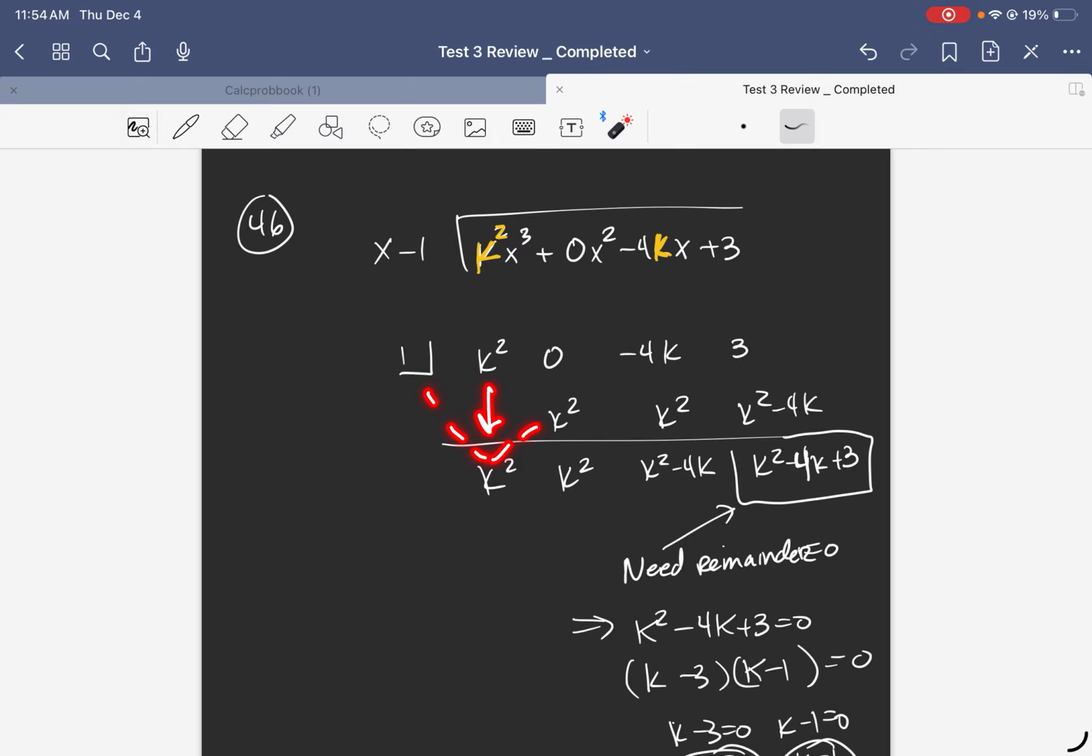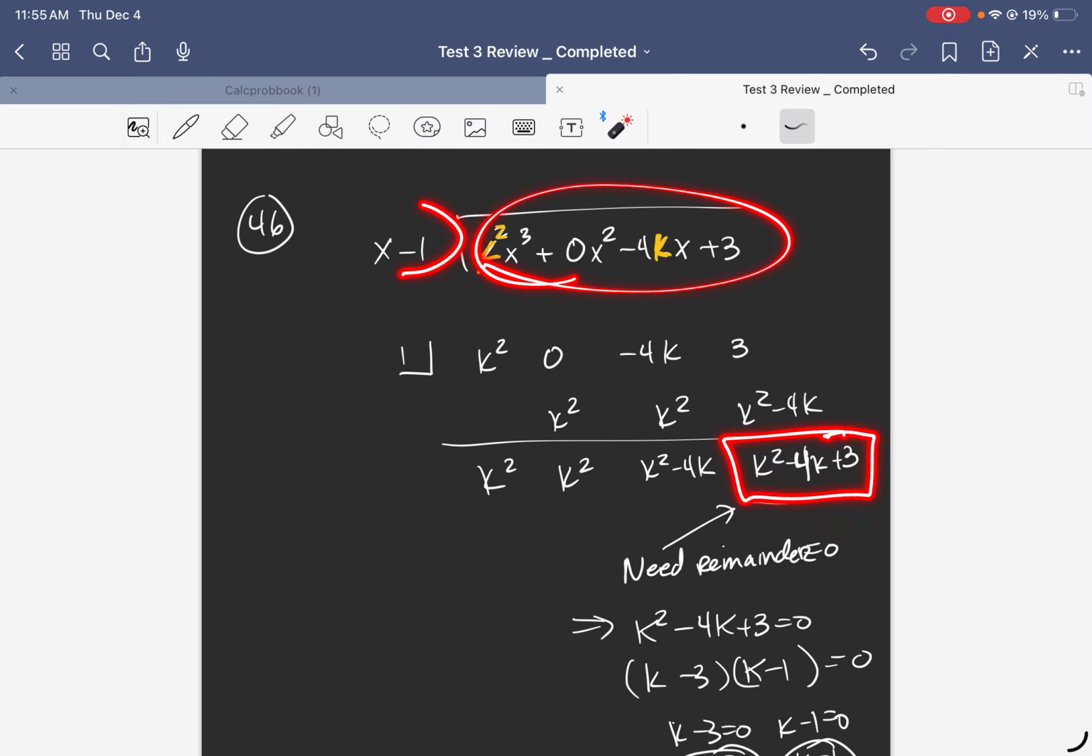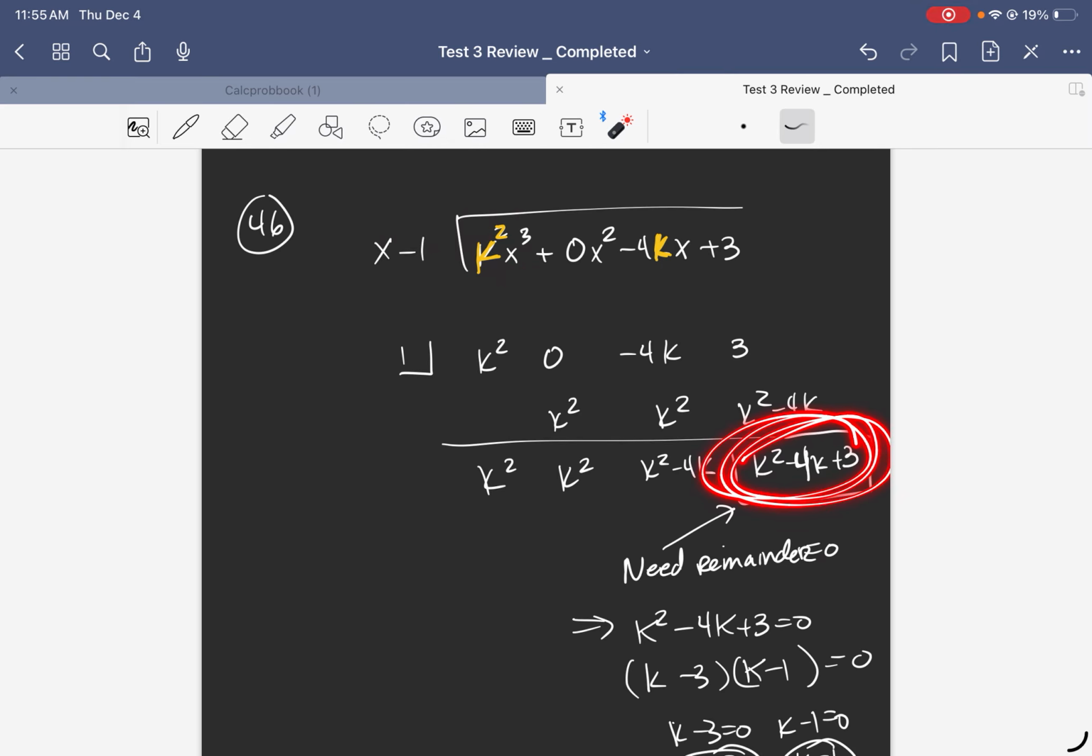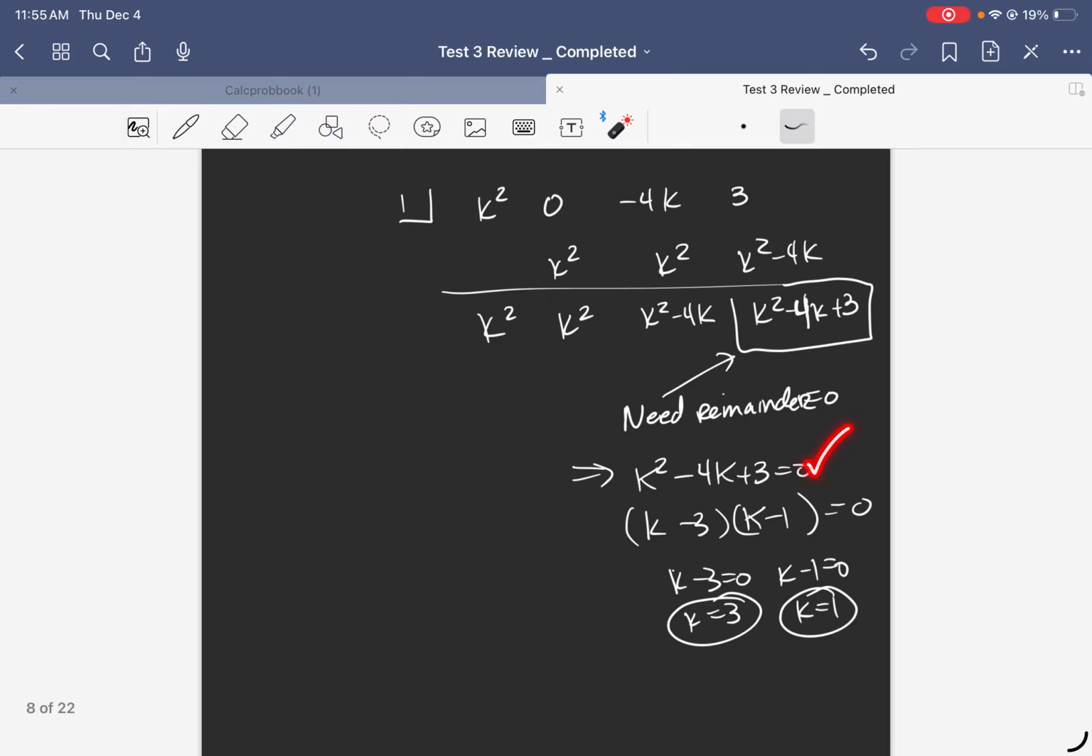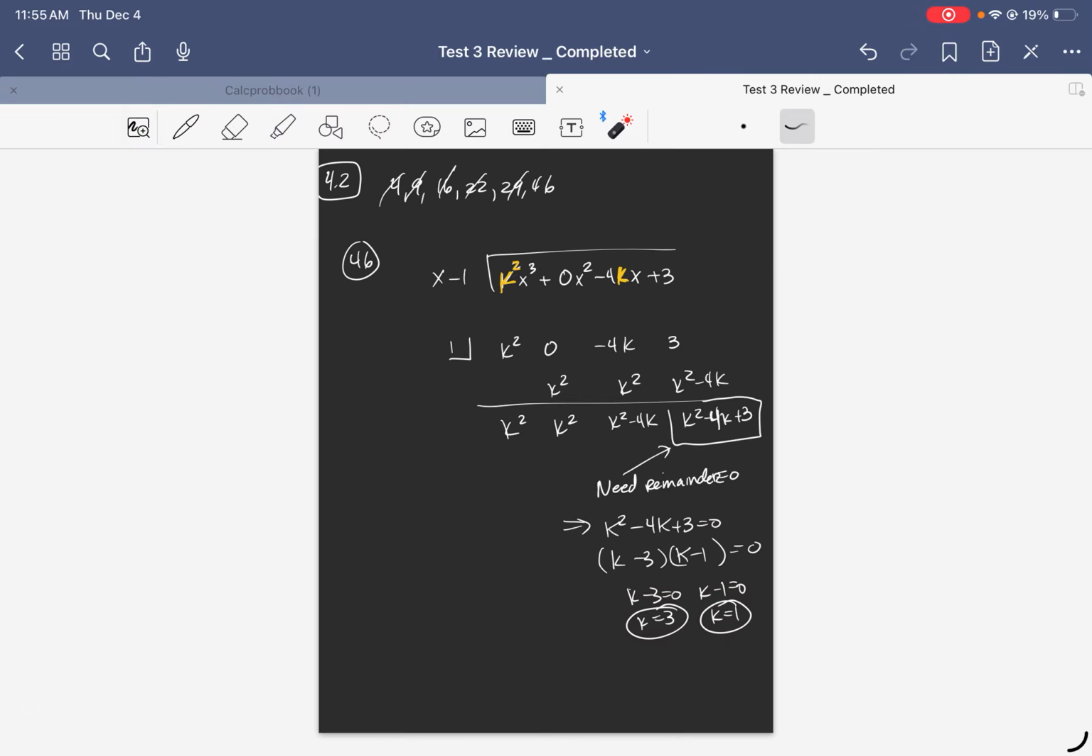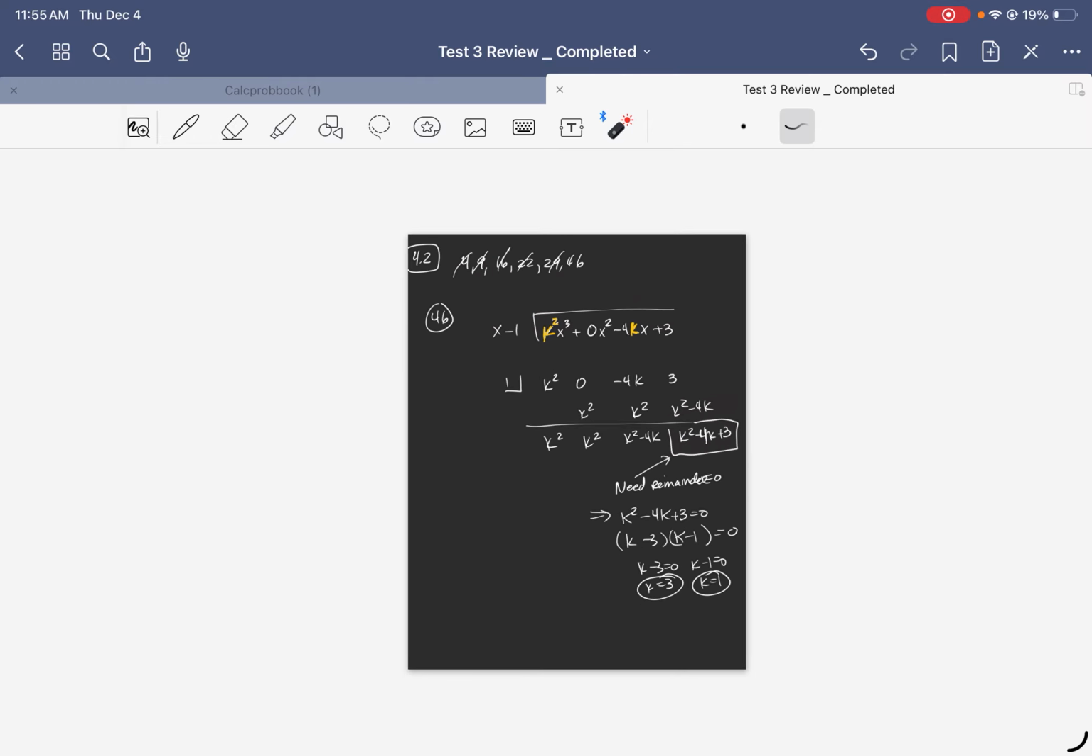Bring this down, multiply to get this. Add these, multiply to get this. Add these, multiply to get this. And add these. I found out that the remainder I get when you divide this by this is this chunk of stuff. But for this to be a factor of that, this remainder must be 0. So I set it equal to 0 and solve for k. I find out that if k is 3 or 1, then this will be a factor of that because the remainder will be 0.